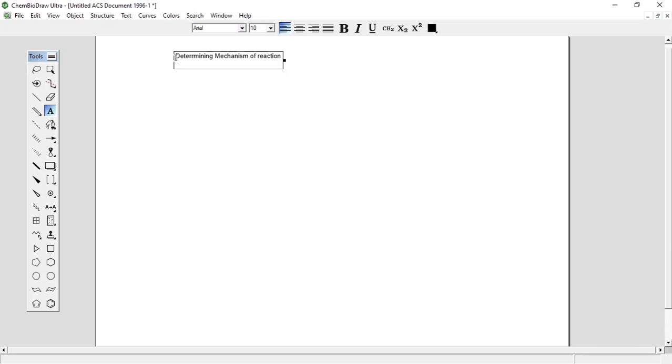Determining the mechanism of reaction. There are some methods by which you can determine the mechanism of a reaction. That is, by analyzing the product, by using isotopes, by trapping the intermediate, by doing the crossover experiment, and by stereochemical evidence, you can determine by which way your reaction is going.